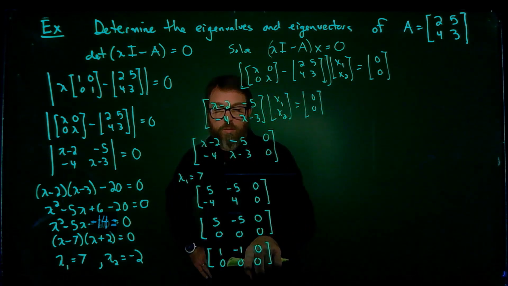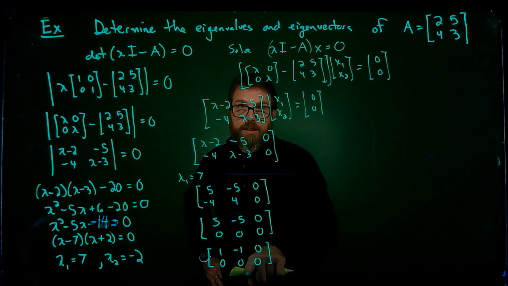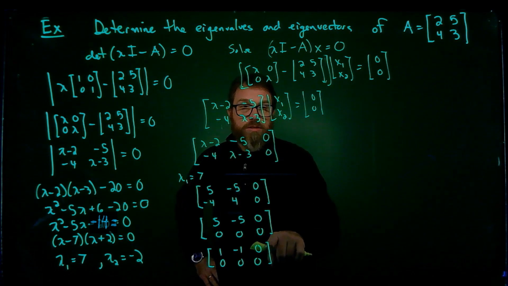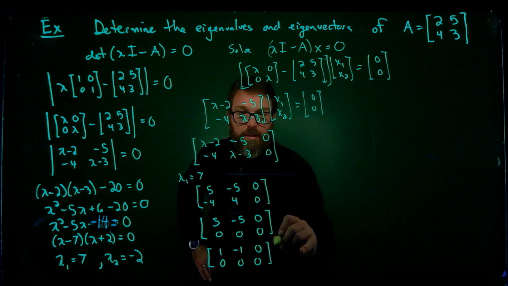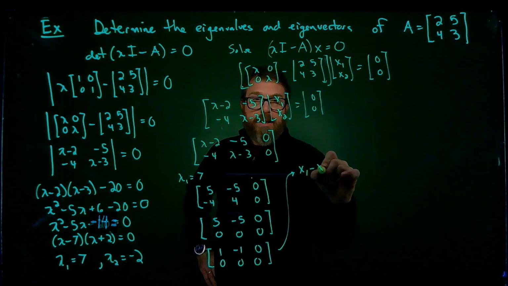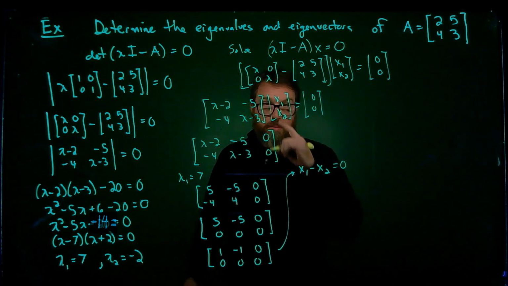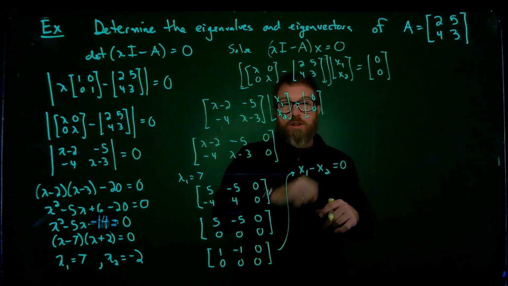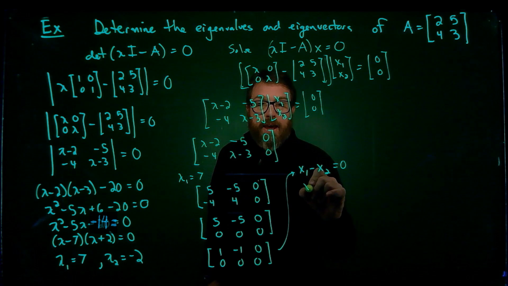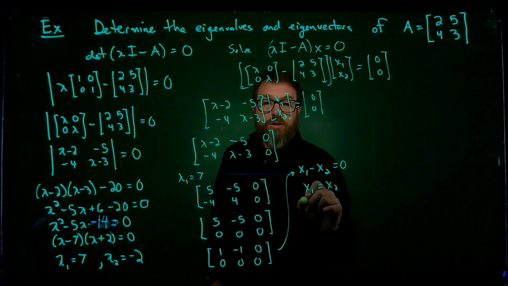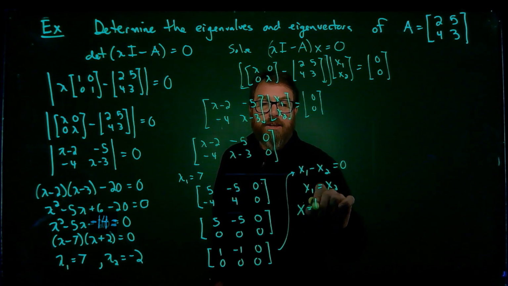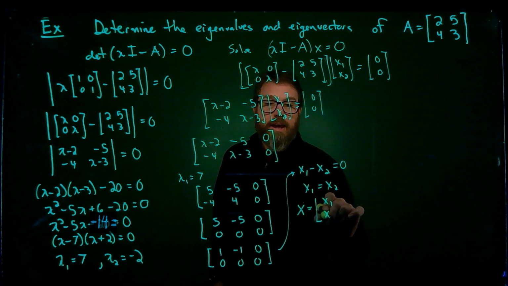So remember what this matrix is: it's this times x is equal to 0. So really what that top row tells us is x1 minus x2 is equal to 0. And remember that x1, x2 is going to be our eigenvector. So x1 is equal to x2. So I can rewrite our eigenvector x as x1, x2.